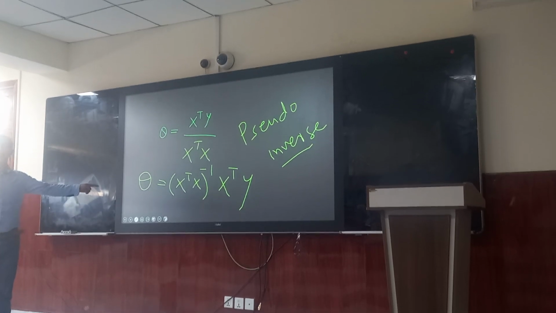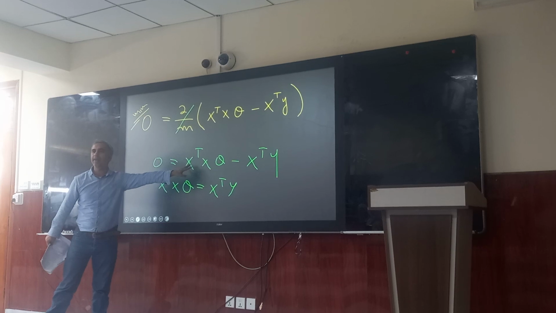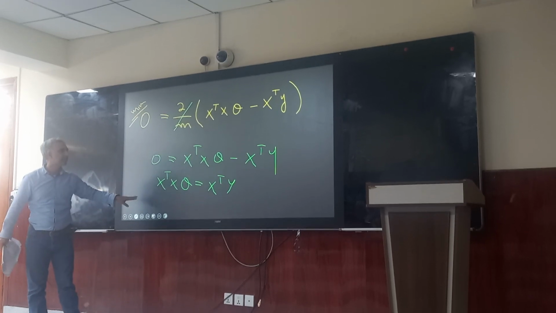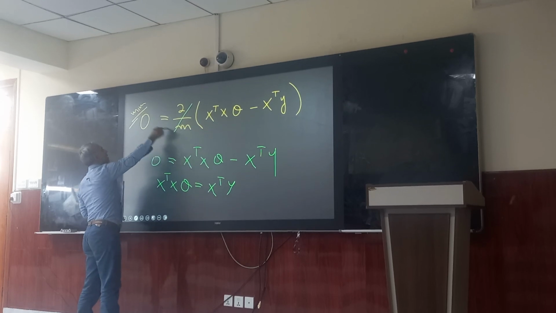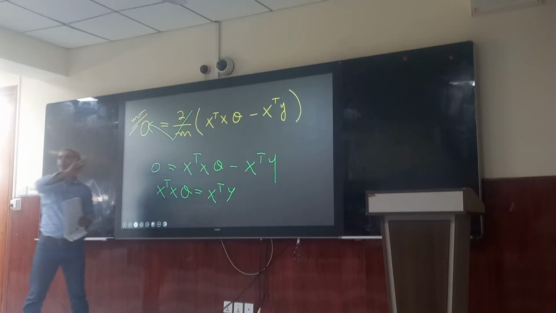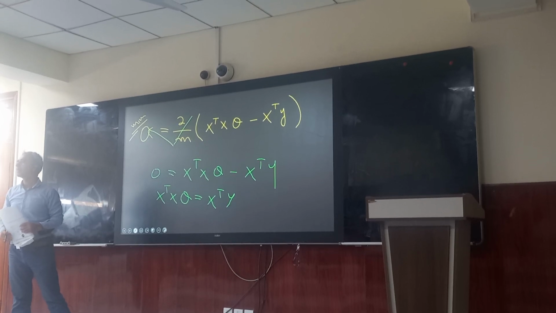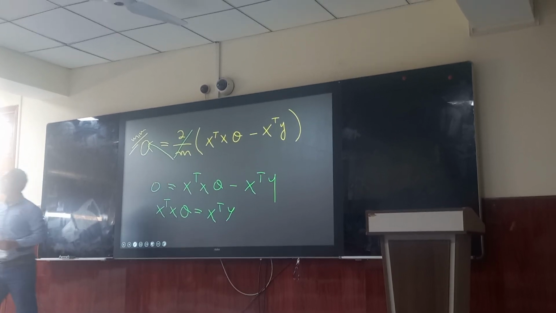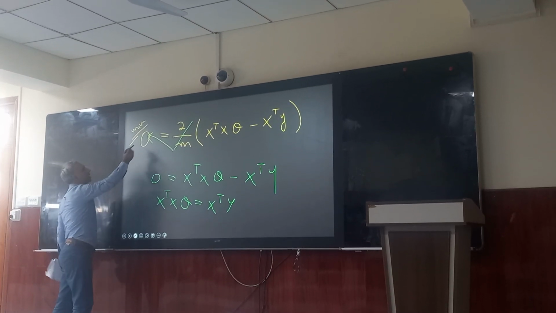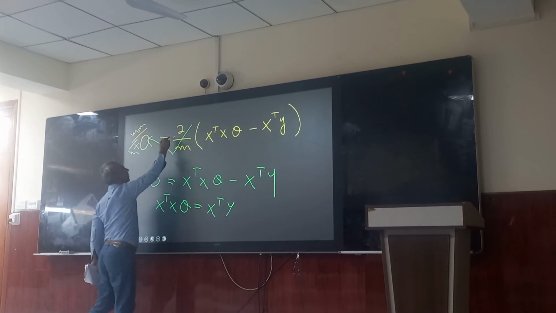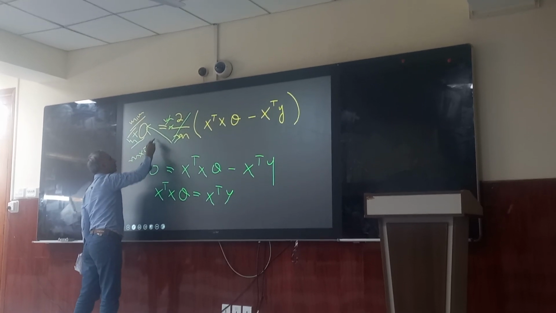This equation, this 0, you can cross multiply or get rid of it. Is it okay? Cross, here multiply both sides by m. Multiply m equal to 0.